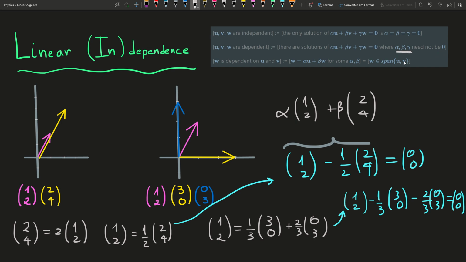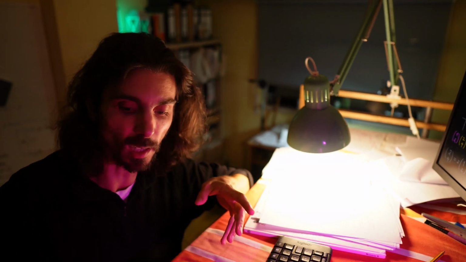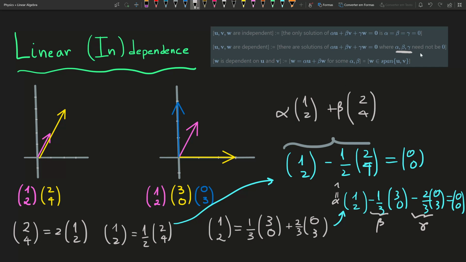Think about it. From this simple example here, alpha is 1, here you find beta, and the minus 2/3 is gamma. Just imagine if I choose alpha, beta, and gamma equal to 0, this formula works. But the idea of dependence is that I can find solutions alpha, beta, and gamma which are not 0. I can combine the vectors and get the 0 vector. So alpha, beta, and gamma need not be 0. Of course, if they are independent, the only possibility is that they are 0.